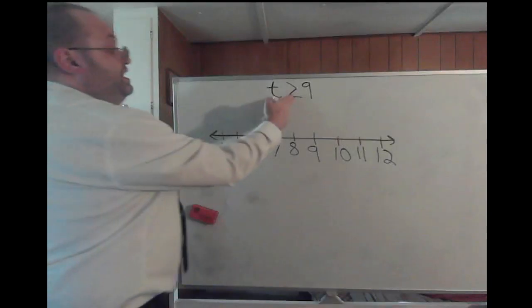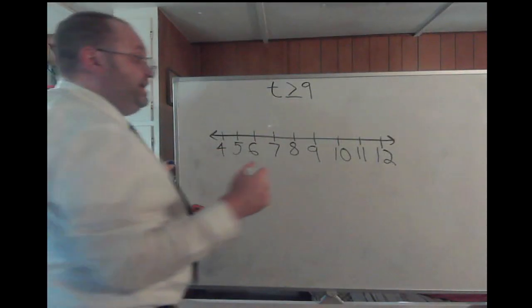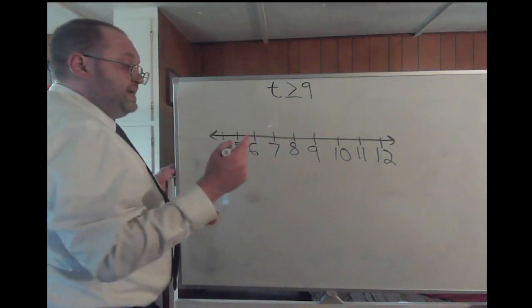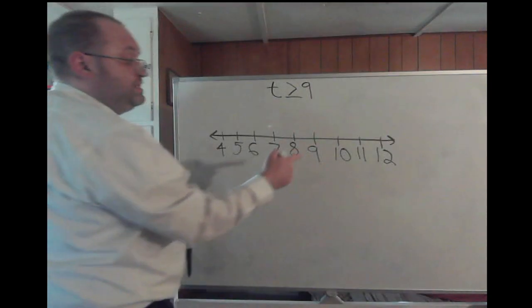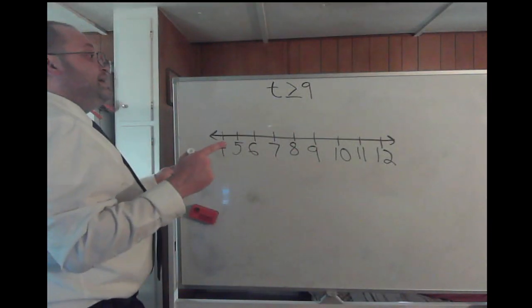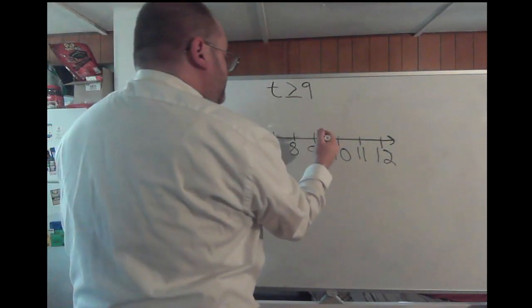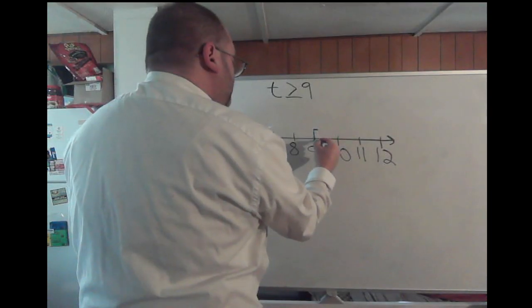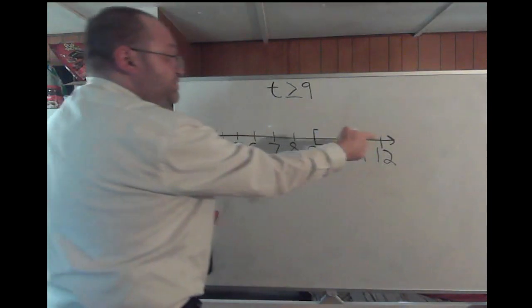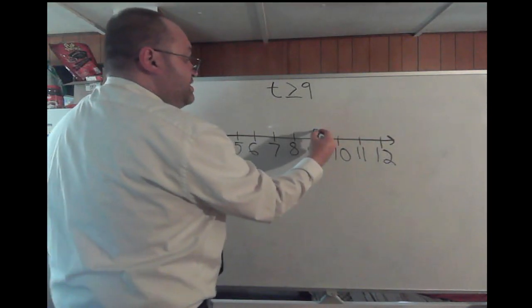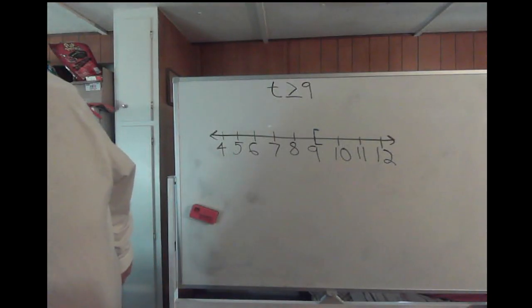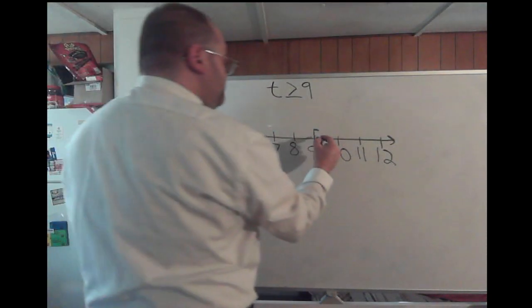Well, it has the equal to part. Since it contains the equal to part, you'll put a bracket on 9. Not a parenthesis, but a bracket. And since it's greater than or equal to, you're going to make the bracket open up towards every number that's bigger than 9. So this bracket will open up towards every number that's bigger than 9.